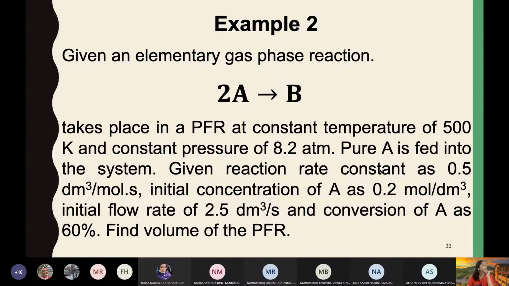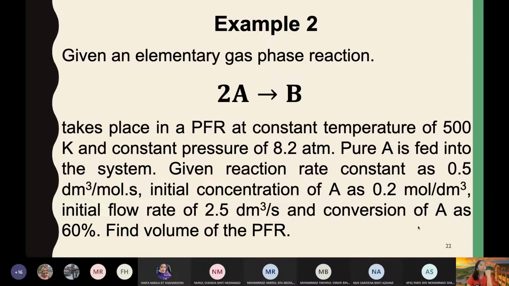Okay, next. Given reaction rate constant 0.5, so K is 0.5. Initial concentration of A is 0.2, so CA0 is 0.2. Initial flow rate 2.5 dm cube per second. So what is dm cube per second? Flow rate can be two kinds, molar flow rate or volumetric flow rate. When you see a flow rate, you must be very careful, because it is either molar flow rate or volumetric flow rate. In this case, it is dm cube per second. Dm cube is volume, second is time. Volume per time is volumetric flow rate. So this is the initial volumetric flow rate, epsilon naught 2.5.